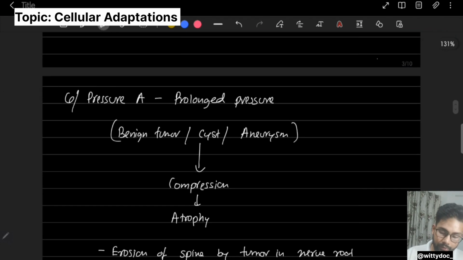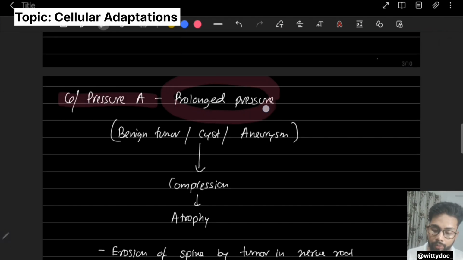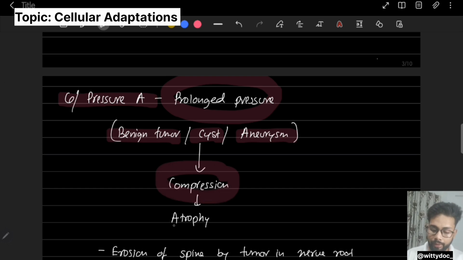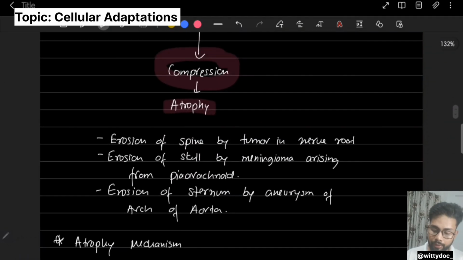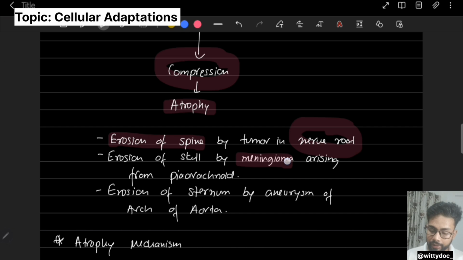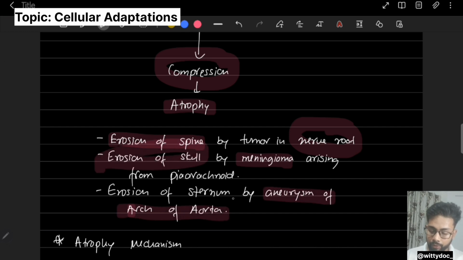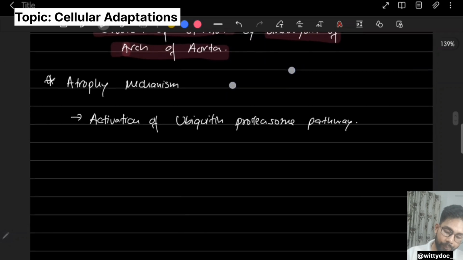The last one is pressure atrophy. Due to prolonged pressure on a particular tissue or organ, because of a benign tumor or cyst or aneurysm, there will be compression of the tissue, which will show atrophy. These are examples of pressure atrophy. For tumors related to a nerve root, there will be erosion of the spine. In meningioma, there will be erosion of the skull. In aneurysm of the arch of the aorta, it will lead to erosion of the sternum.